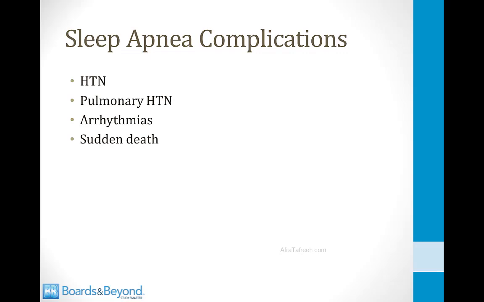But the other reason sleep apnea is bad is because it causes low levels of oxygen at night, and this is going to ramp up the sympathetic nervous system and put patients at risk for cardiovascular complications. So what are those? Well, the first one is hypertension, and sleep apnea is commonly associated with difficult to manage hypertension. Another complication of sleep apnea is pulmonary hypertension. All that low oxygen level can lead to pulmonary vasoconstriction. This can cause high pressure in the lungs.